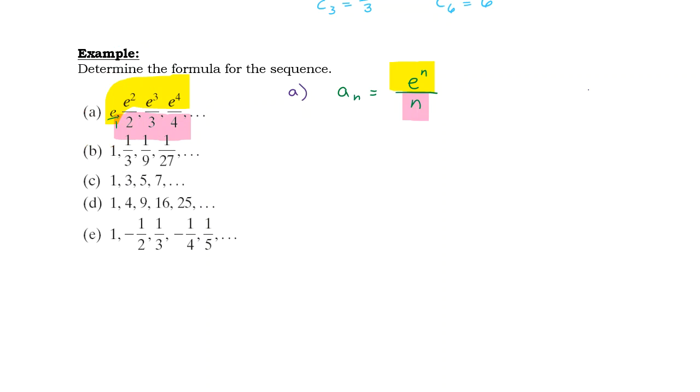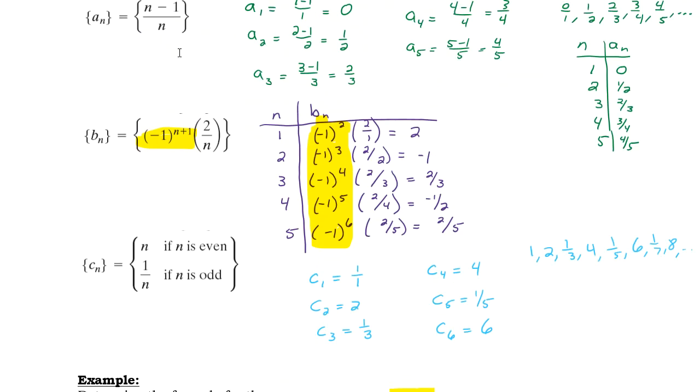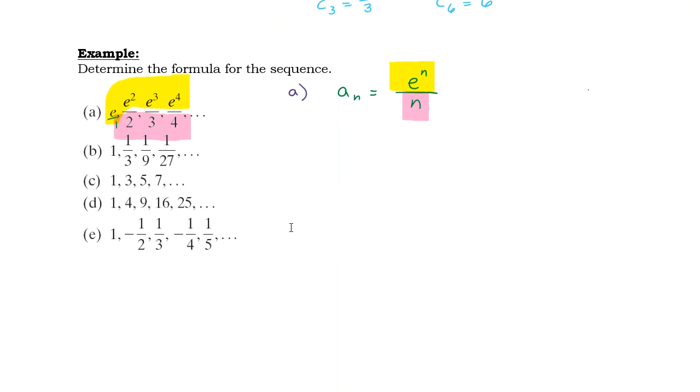Now, if you wrote it like they're doing up here with these brackets, writing everything in brackets, that's a typical sequence notation. Then we could say the sequence a sub n is equal to the set of outputs e to the n over n. All right, why don't you try B, C, D, and E and see what you can come up with.